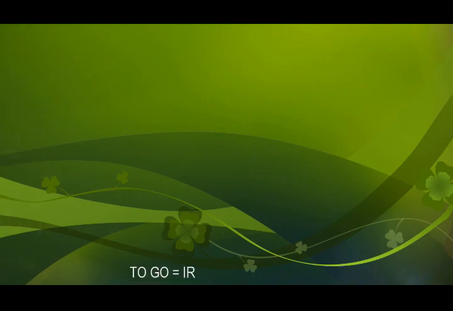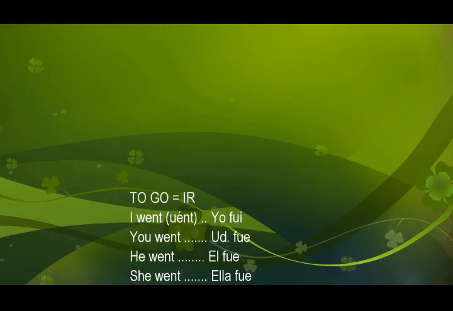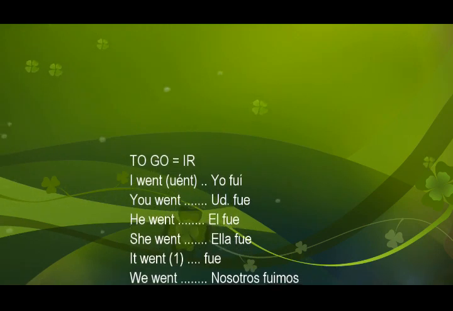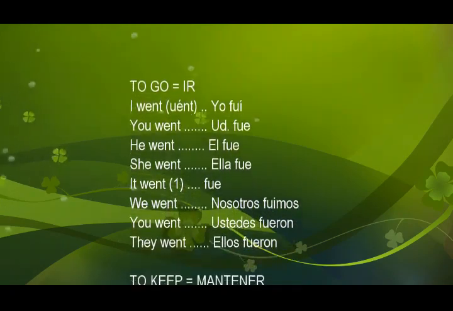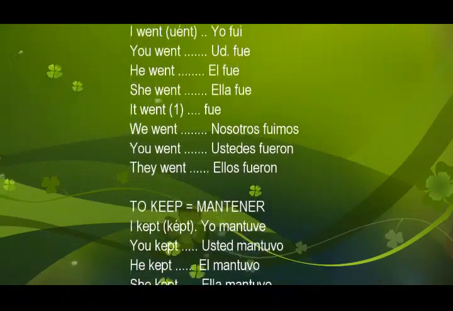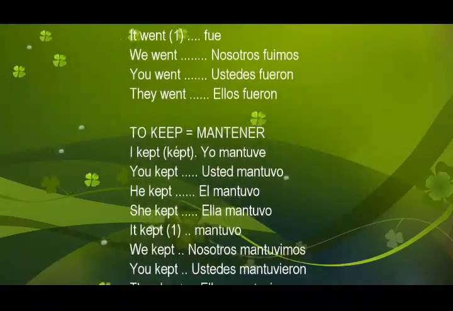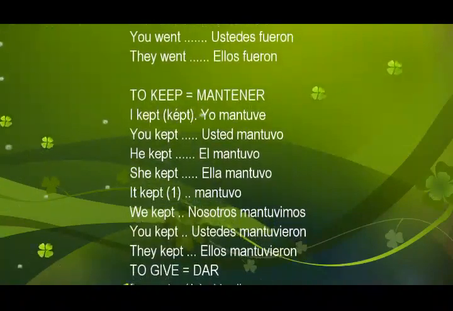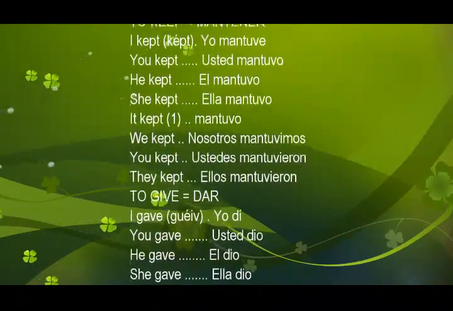To go. I went. You went. He went. She went. It went. We went. You went. They went. To keep. I kept. You kept. He kept. She kept. It kept. We kept. You kept. They kept.